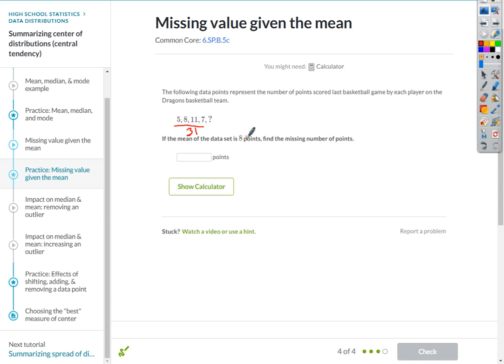But my average is supposed to be 8, and there are 1, 2, 3, 4, 5 data sets or 5 games played. So if I have an average of 8 points for 5 games, that's 8 times 5, which is 40. So now I already accounted for 31 of the points. So I just need to find out what's missing. 40 minus 31 gives you 9. So this last game was supposed to be 9 points.